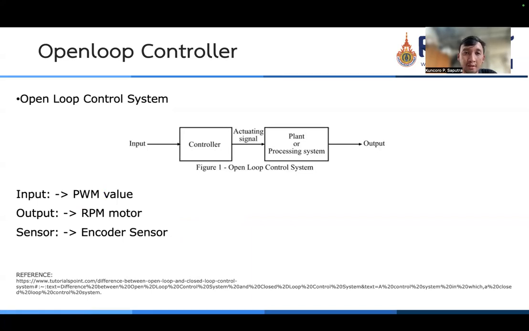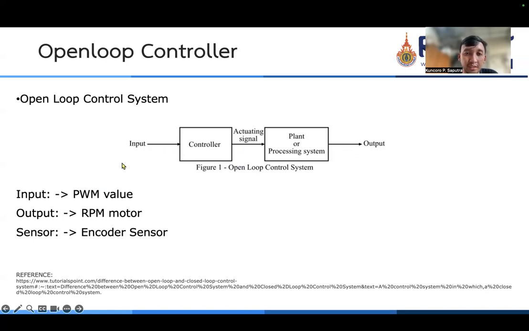As a diagram for the open loop controller, we can see in this figure that in an open loop controller, we don't use feedback from the output to the system. For the open loop control system, we just use the input to control the plant, and we don't use the error or the output as feedback for the controller. So the flow is like this figure.